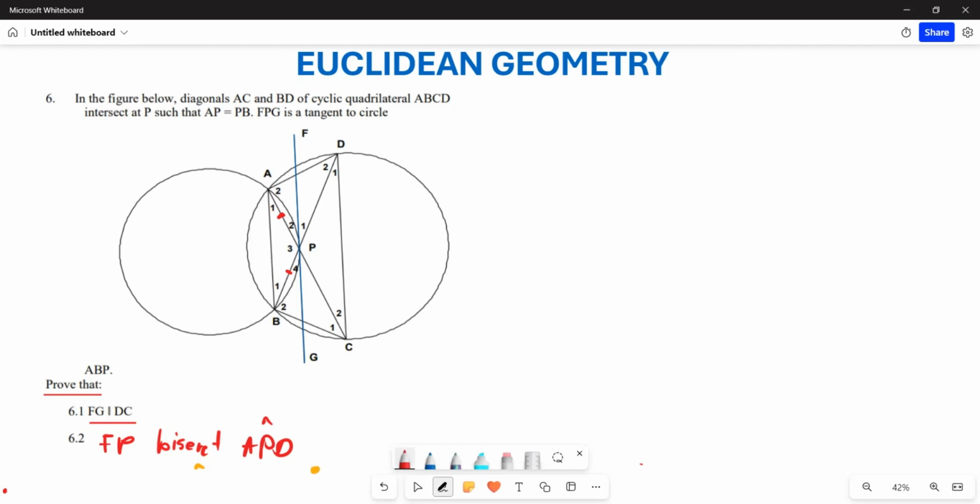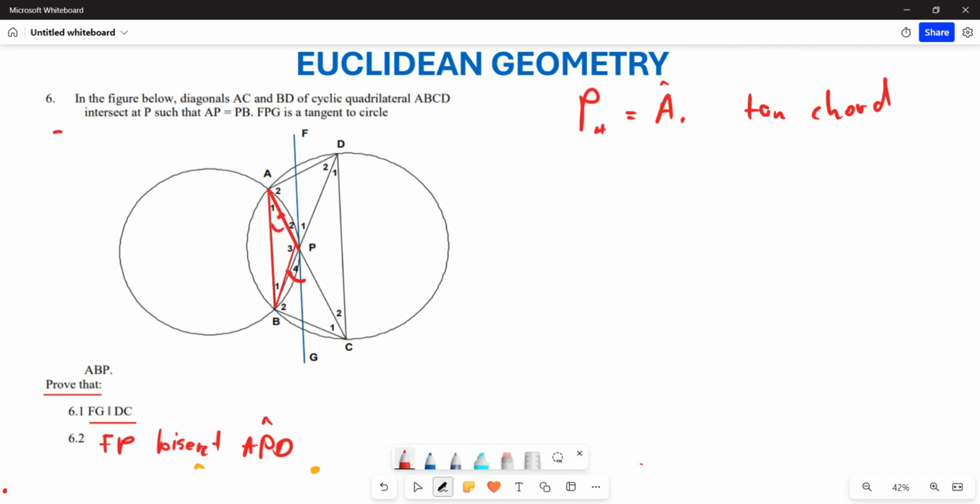Now, I want us to look at angle P4 firstly. Angle P4 is equal to angle A1. This is because of the tan chord theorem. Since FG is a tangent, if you draw this particular triangle, can you see that this angle here is equal to this angle, from the tan chord theorem?